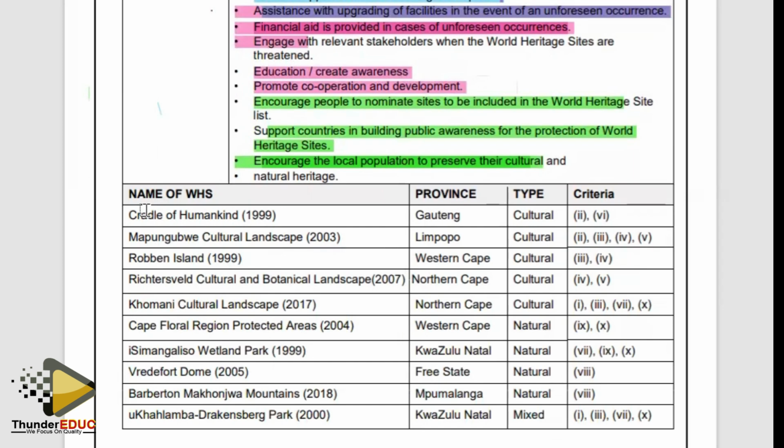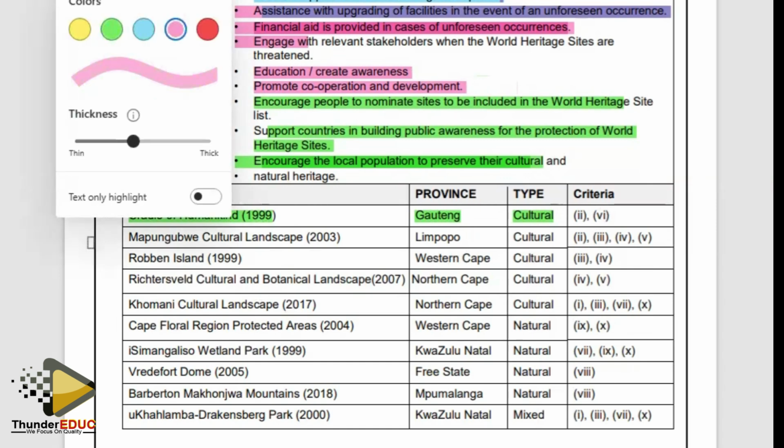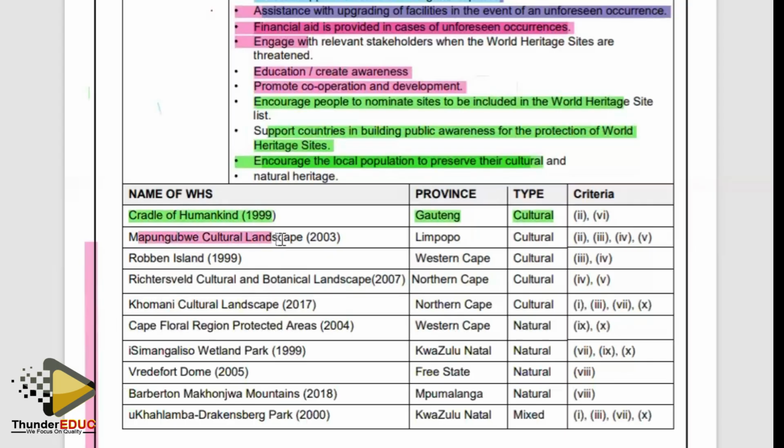The first World Heritage Site is known as the Cradle of Humankind, but it has since changed its name. I will outline the official name which should be written when you're answering an examination question. It was declared in 1999, and the year of declaration appears there. In terms of the province, that is Gauteng. It is a cultural heritage site which meets criteria 2 and 5, which we'll encounter in the next slide. Moving on to the next World Heritage Site, which is called Mapungubwe World Cultural Landscape.